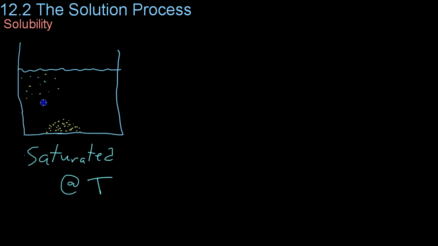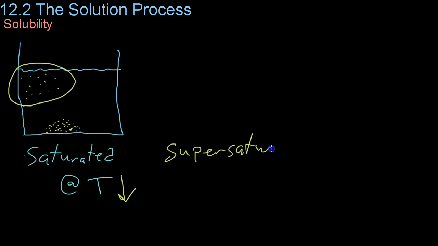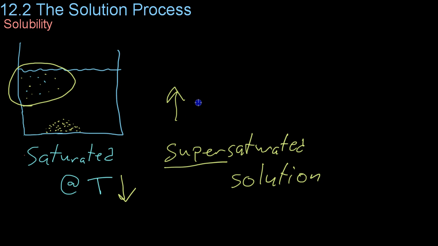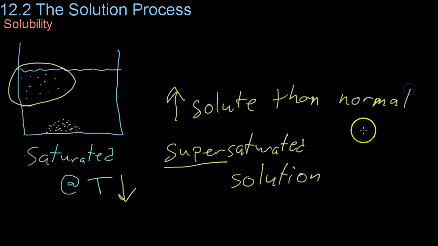Now, if you were to take this saturated solution where you have the maximum number of solute per unit volume and you were to lower the temperature to a point where it would normally be able to have less concentration, you would have what is known as a supersaturated solution. And it's known as supersaturated because it has more solute than it would normally have at that temperature.